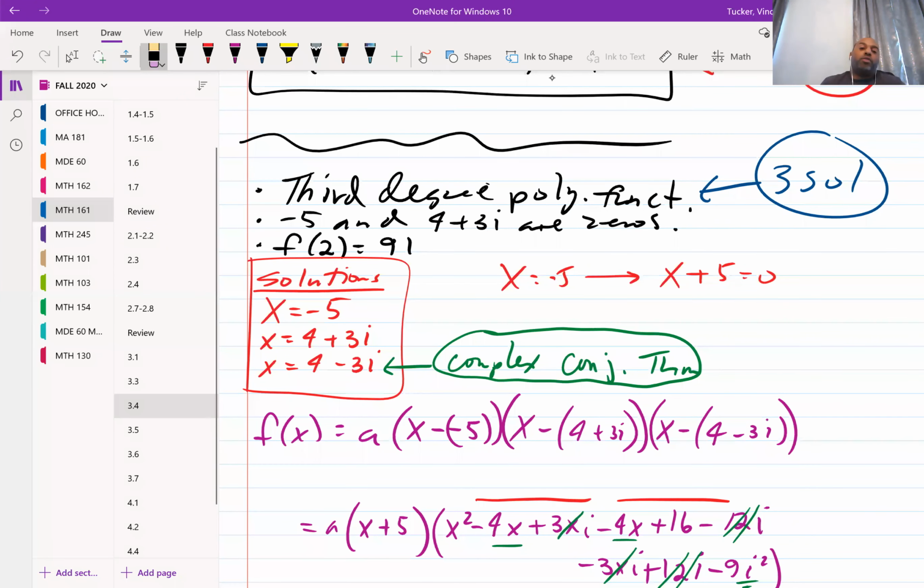All right, so now you use the opposite signs for each one of those solutions. So notice I have x minus negative 5, x minus 4 plus 3i. Notice I had a parenthesis around that. That minus sign needs to be applied to each term. Then x minus 4 minus 3i.